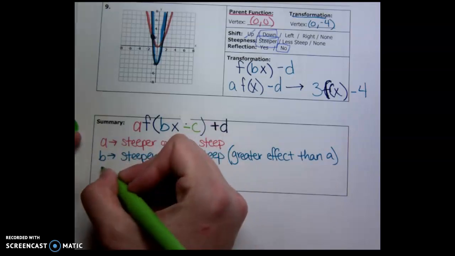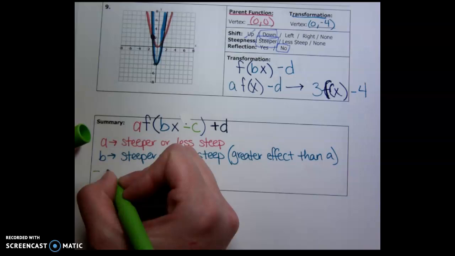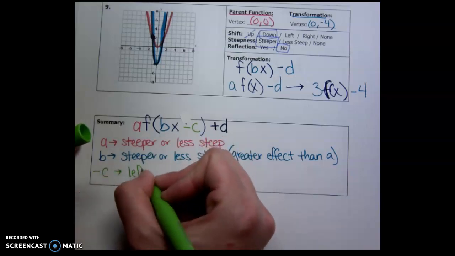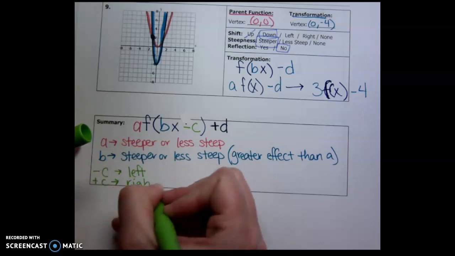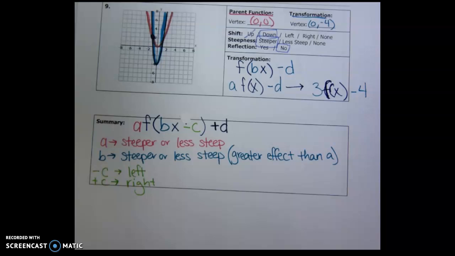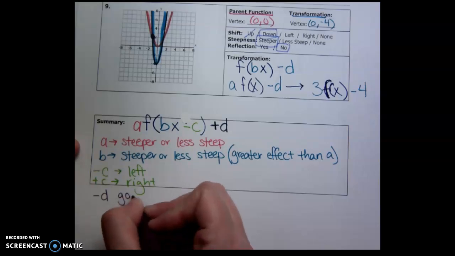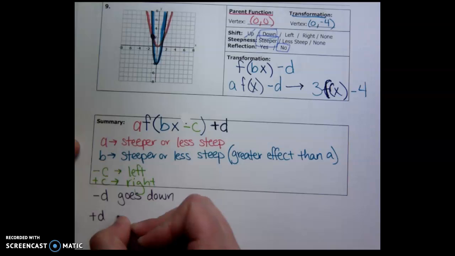C, depending on if it's plus or minus, so minus C goes left, plus C goes right. And then minus D goes down, and plus D goes up.